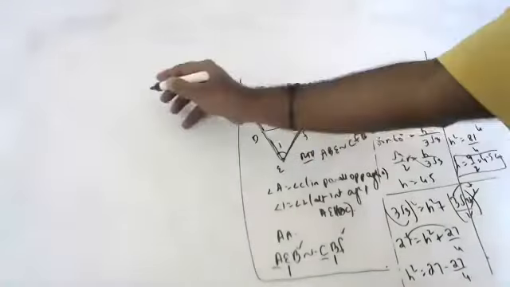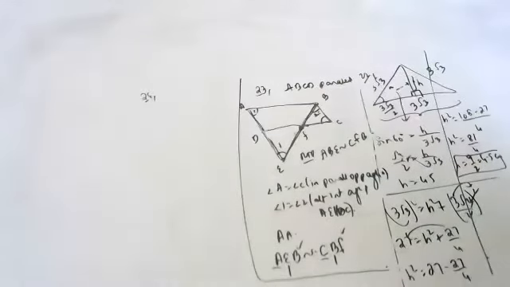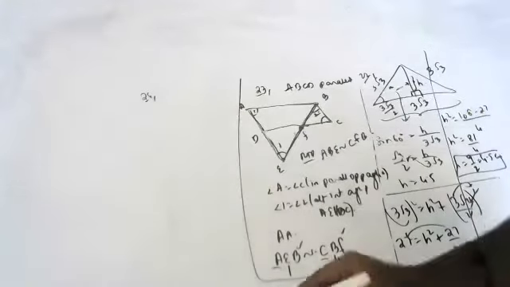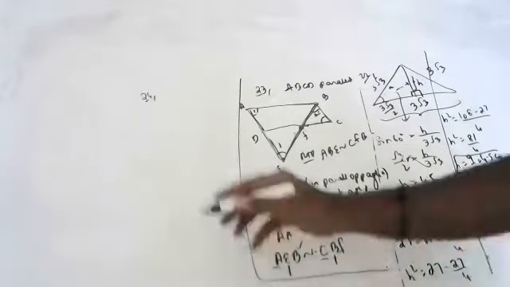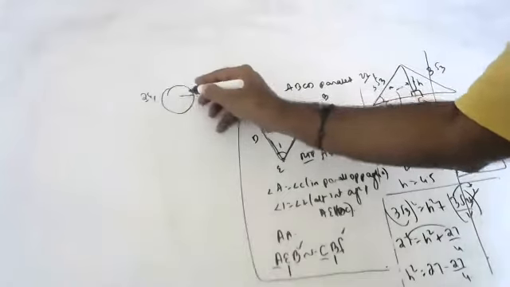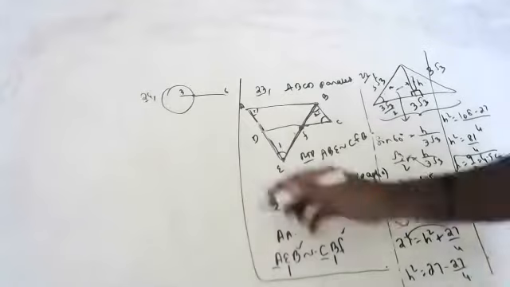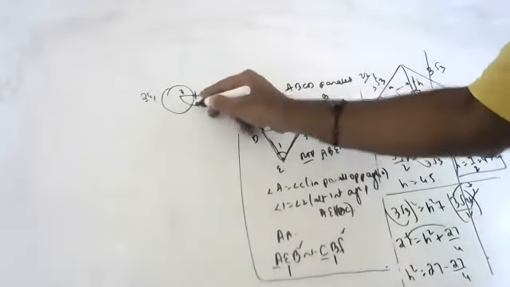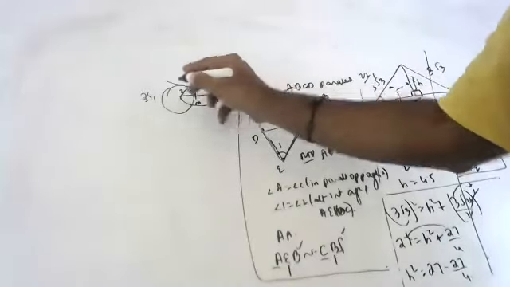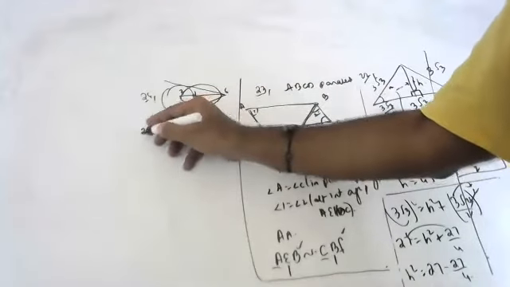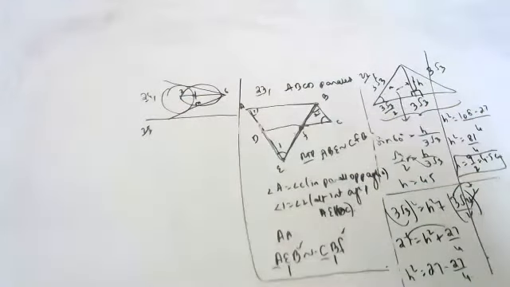Next one, children. Please see here. 24th question: draw a circle of radius 3 centimeters. Children, here I am drawing. Go to 6 centimeters outside, and from there draw tangents. Find the midpoint. From the midpoint, draw the circle, and wherever they meet, join them like this. That's all.